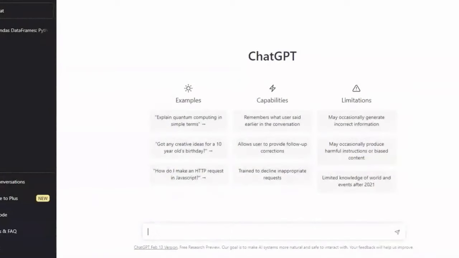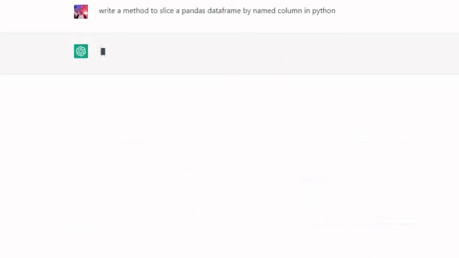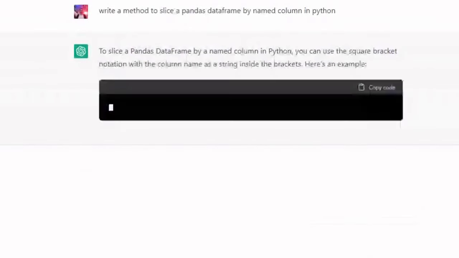So this is the thing that I find it quite useful for. This is probably where it started. It finds it really easy to generate code. So you can say, write a method to slice a pandas data frame by named colon in Python. Oh, this is for pandas data frame work. Great, this is a good example. So for the listeners, you just typed in write a method to slice a pandas data frame by named colon in Python. Okay, great. And it spits out code.